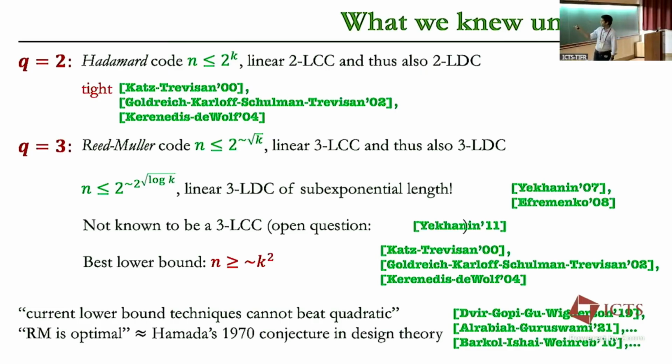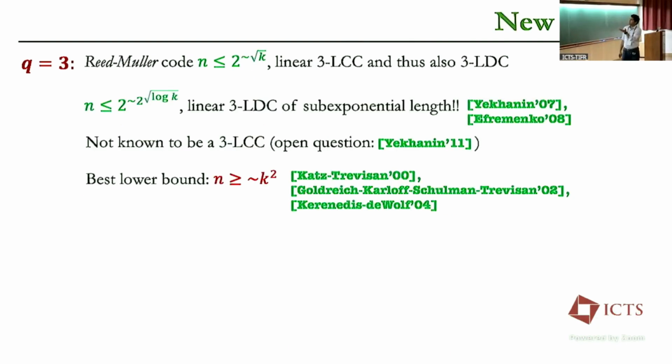It's open essentially for all of the others. And then this very nice work of Barkol, Ishai, and Weinreb showed that the conjecture that Reed-Muller is an optimal 3-query locally correctable code would imply that Hamada's conjecture is true for the next case, which people have been trying since the 90s, and they failed. They say, okay, this seems difficult because of this. So that's the summary of what we know.